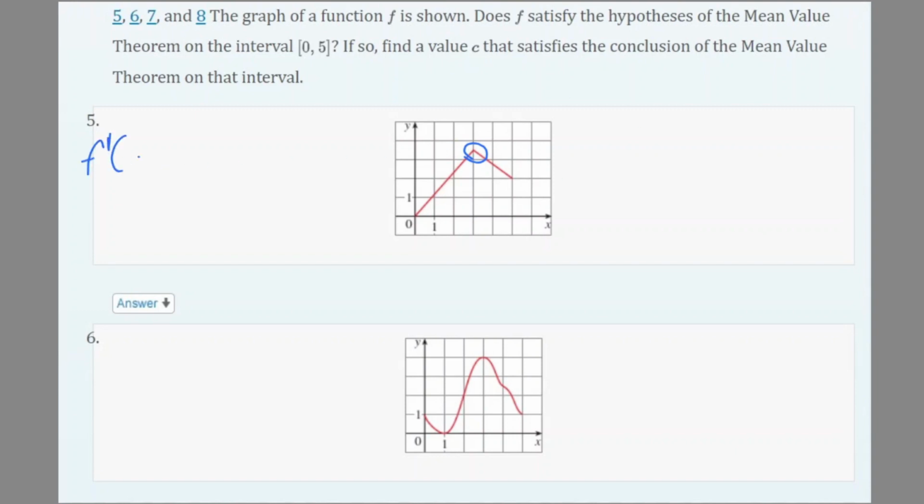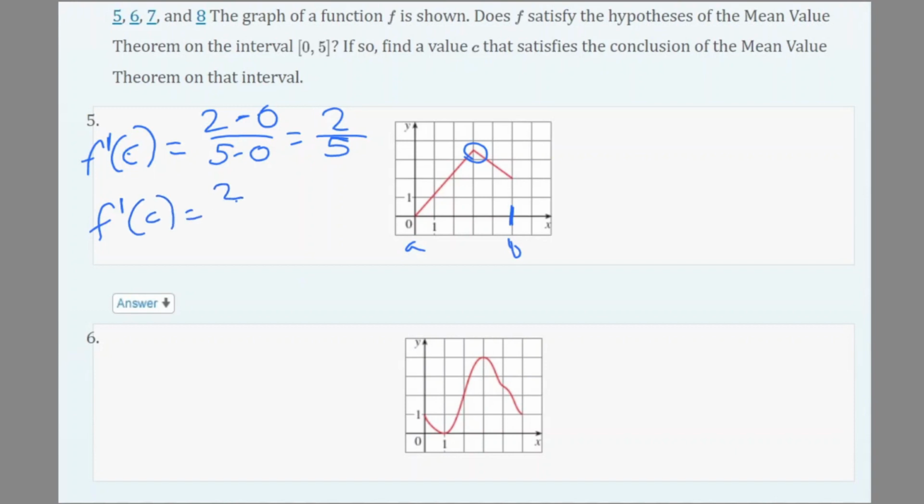So we plug in for f prime of c. We have f(b) on the left, and b is going to be over here, and then a is going to be over here. So f(b) is going to be 2 minus f(a), which is going to be 0, over this x value is going to be 1, 2, 3, 4, 5. 5 minus 0. So we're going to have 2 over 5. And so f prime of c is equal to 2 over 5. And now what we have to do is find the part in this graph in which the slope is 2 over 5.